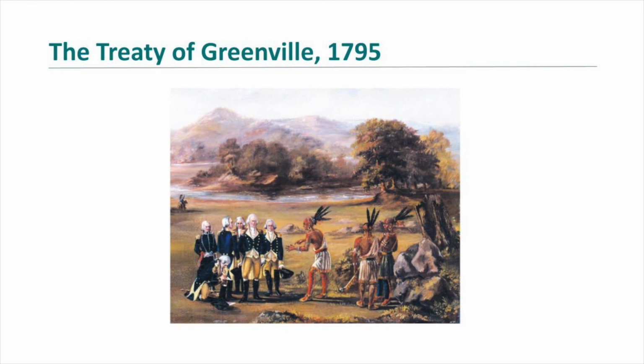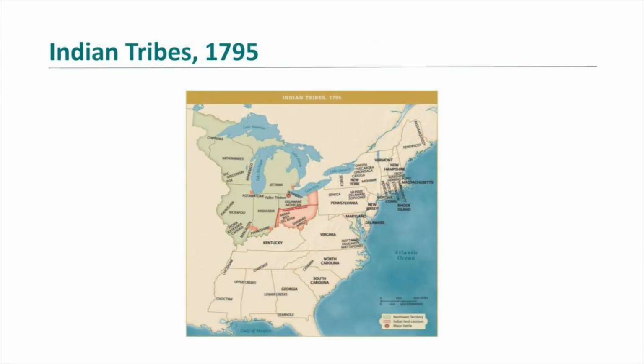And here is Indian tribes in 1795. By 1795, the Indian population had declined significantly from the colonial era, but the area west of the Appalachian Mountains was still known as Indian country.